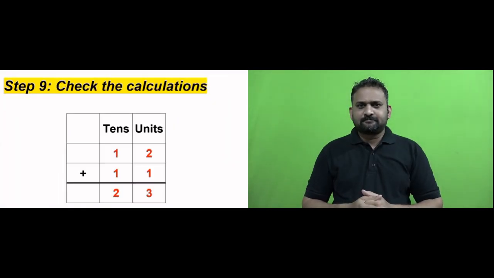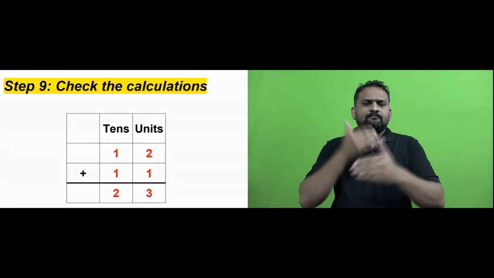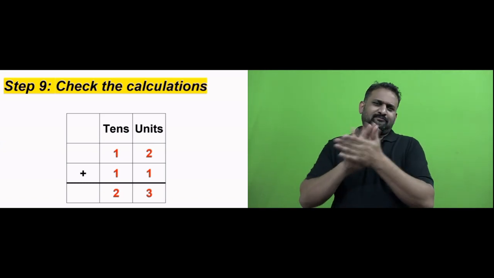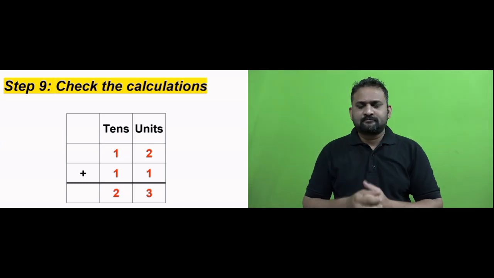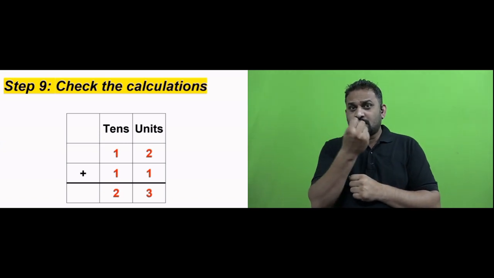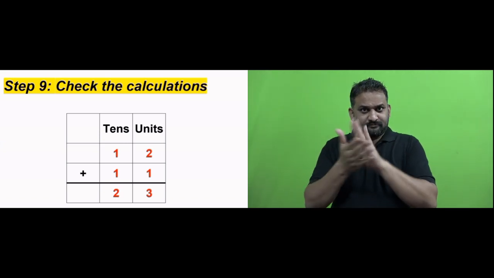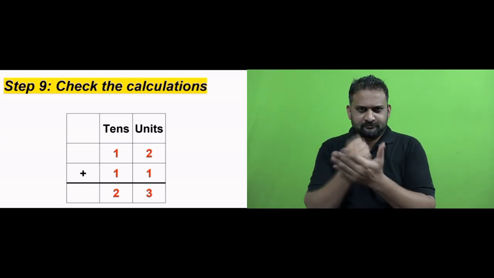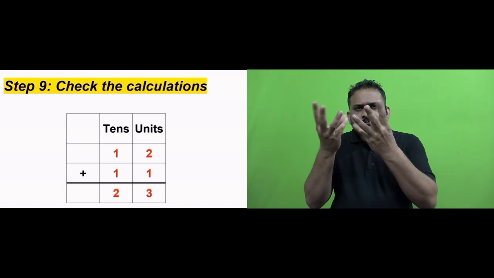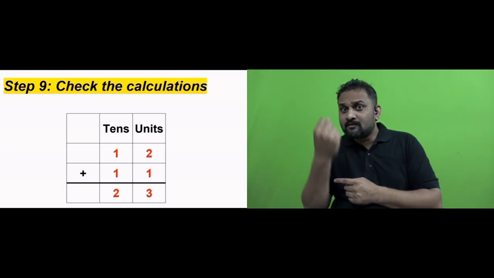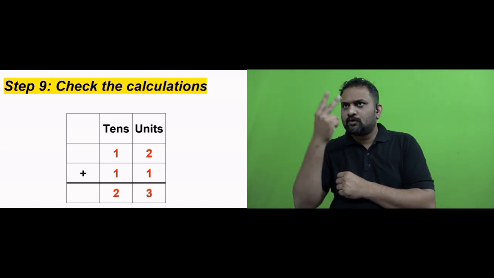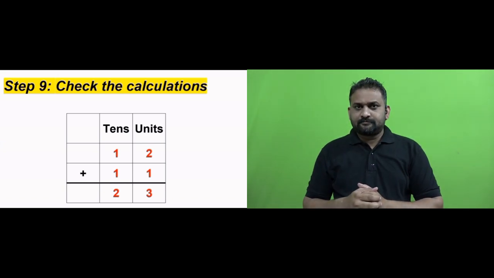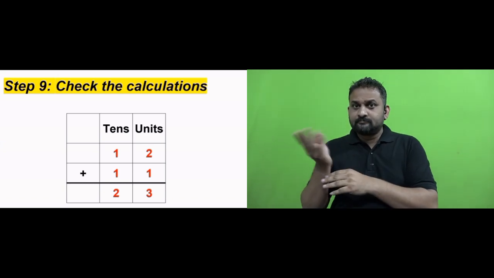Great. Let's now look at the next step. Step 9, to check the calculation. So when we added the numbers initially, we got the answer 23. Let's make sure that this is the right answer. So we will once again calculate the numbers in the units place. 2 plus 1 equals 3. That's it, it's the right answer.